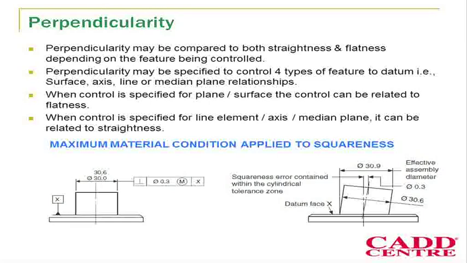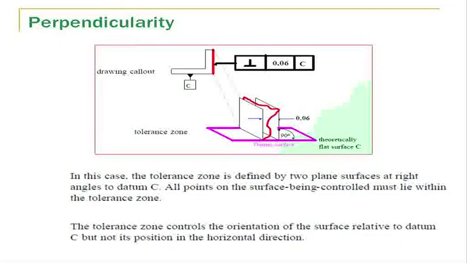Perpendicularity may be specified to control four types of feature, that is surface, axis, line or median plane relationship. When control is specified to a plane or surface, the control can be related to flatness. When the control is specified for an element, axis or median plane, it can be related to straightness. The picture on the screen represents how the perpendicularity condition is represented.